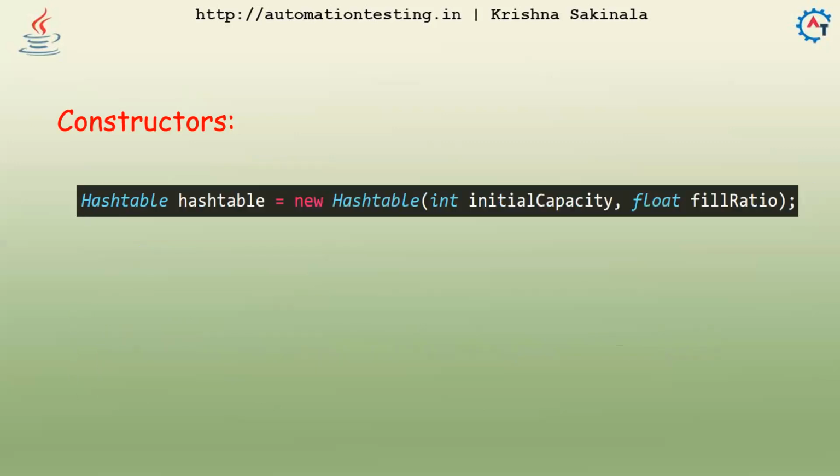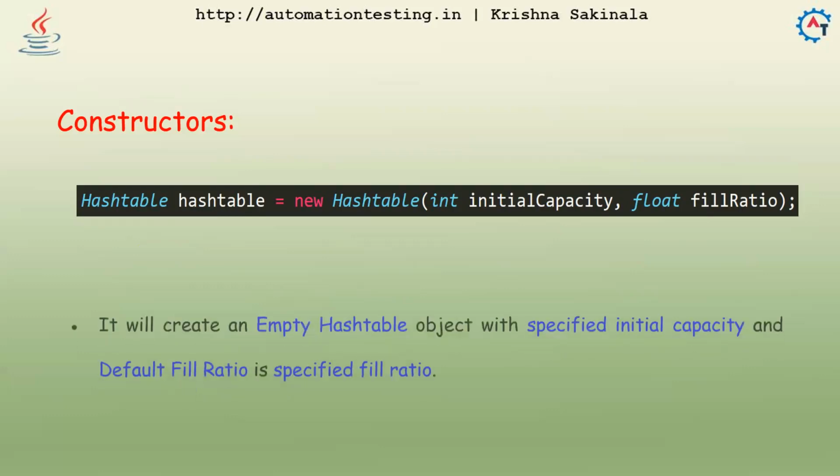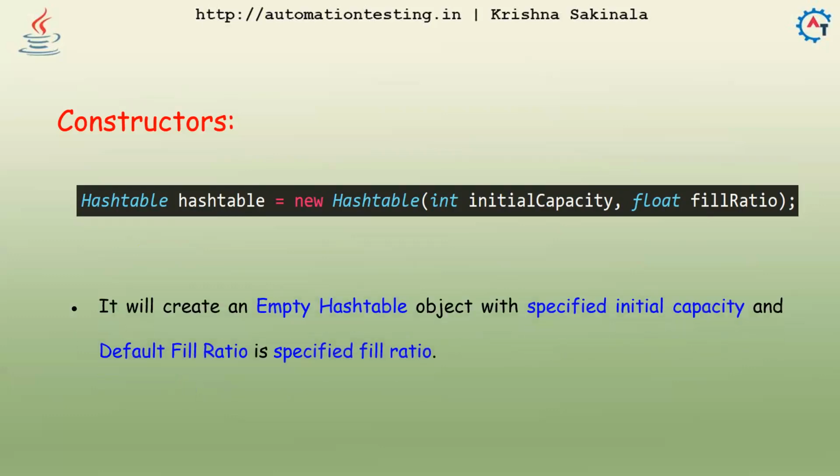Another constructor is Hashtable h = new Hashtable(int initialCapacity, float fillRatio). The default fill ratio is 0.75, but you can also give your own value. It will create an empty Hashtable object with the specified initial capacity and the specified fill ratio. You can give 0.6, 0.9, something like that. When it reaches that percentage, it will create a new Hashtable.